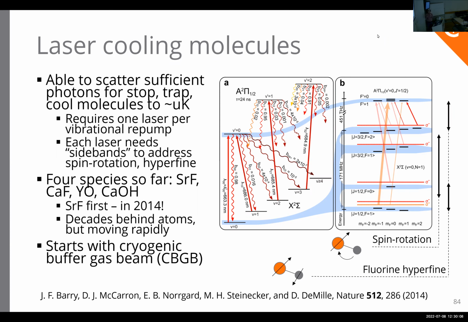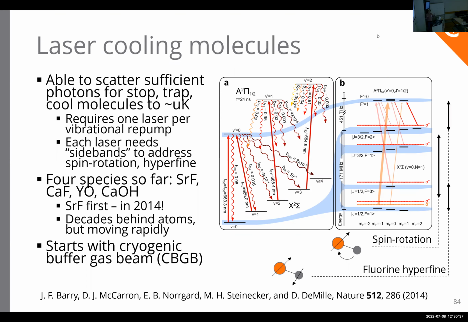By the way, these experiments all start with this cryogenic buffer gas beam. So this was one of the important pieces in the puzzle to making these work. For that reason, I mentioned before that you have to start with them pretty cold to begin with, because you can't scatter that many photons. So your photon budget is very precious. So you try to cool them as much as you can before laser cooling them. And so this cryogenic cooling works pretty well.